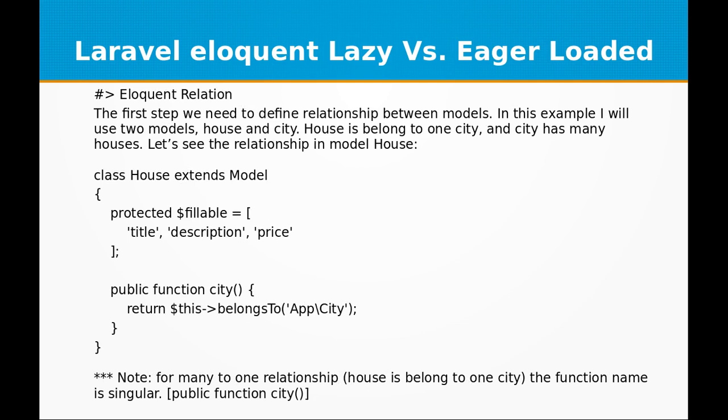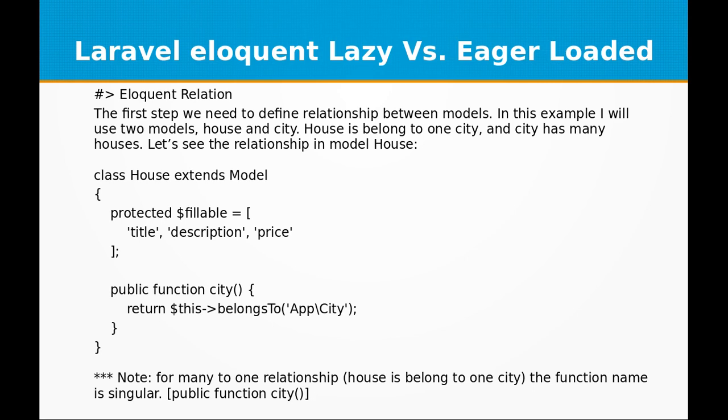The first step, we need to define a relationship between models. In this example I will use two models, house and city. A house belongs to one city and a city has many houses. Let's see the relationship in the house model.